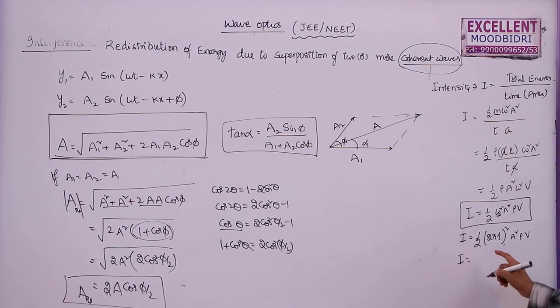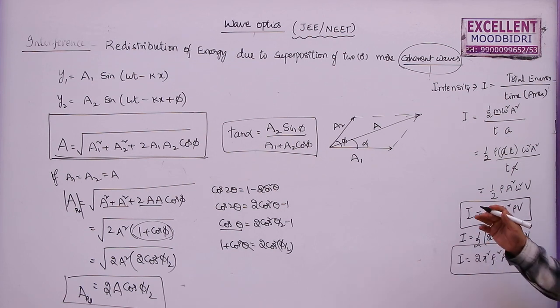So I is equal to 4 pi square f square, the 2 gets cancelled. So it will become 2 pi square f square A square rho v. This is the intensity of a wave. You can say 2 is a constant, and pi square is nearly 10, a constant.